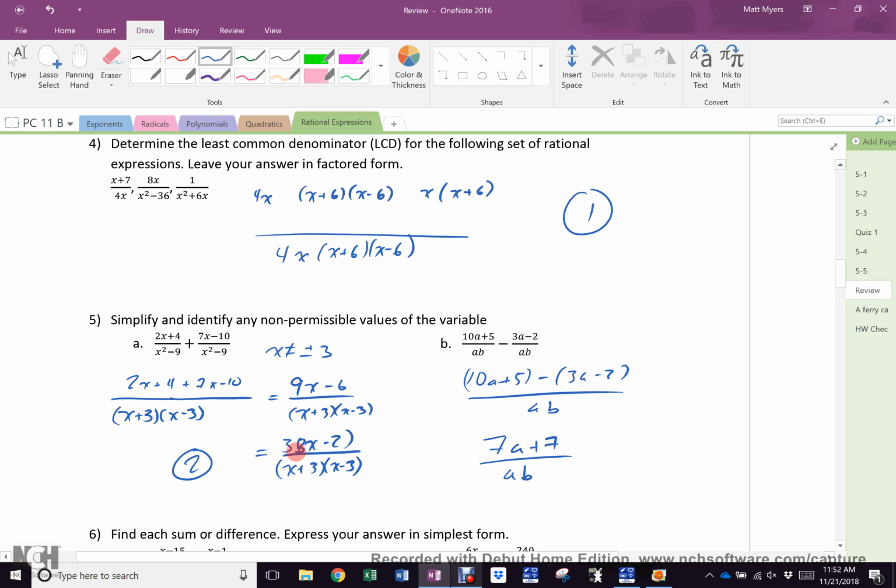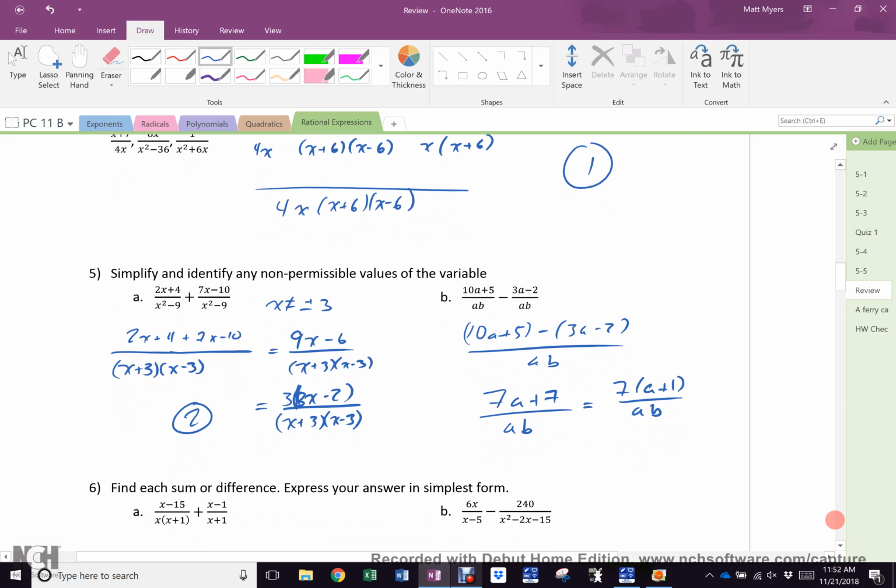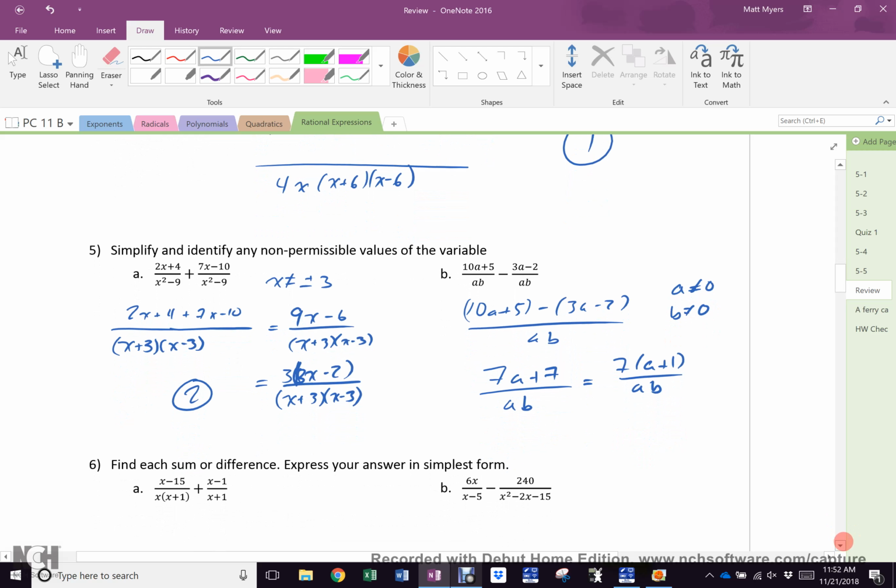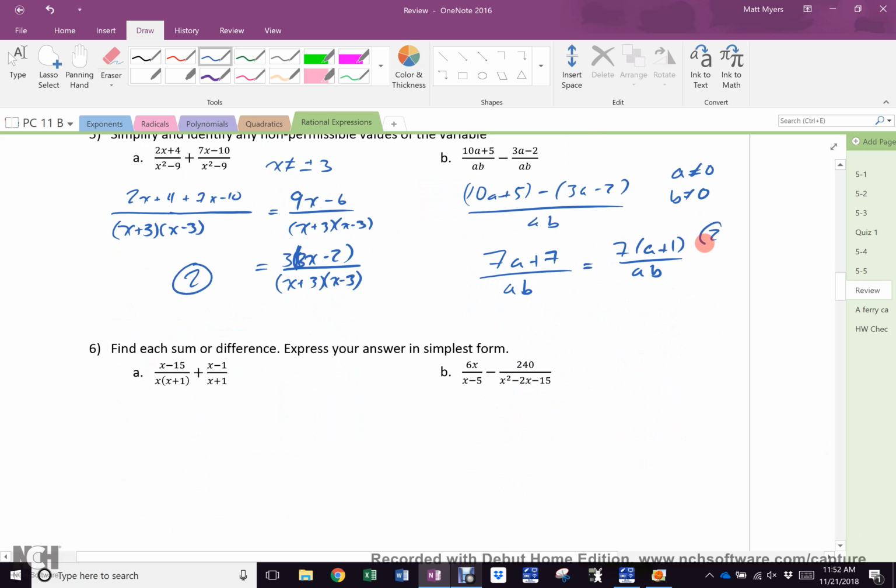Oh, 3x. Thank you, Lucas. Whew. What a doughhead. Then we factor out the 7. 7a plus 1 over ab. Oh, and a cannot equal 0, and b cannot equal 0. 2 marks.